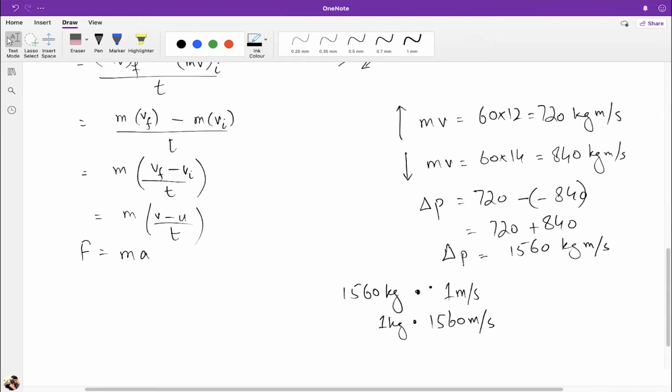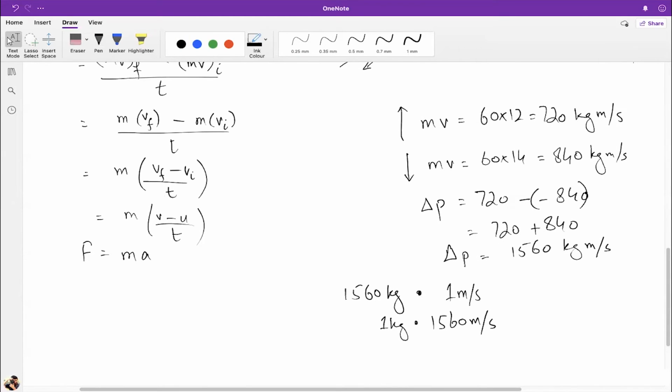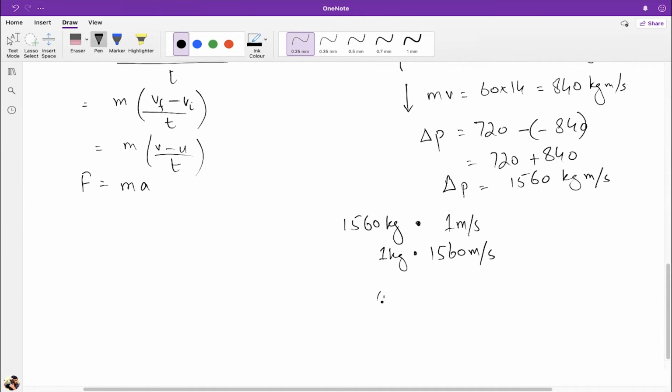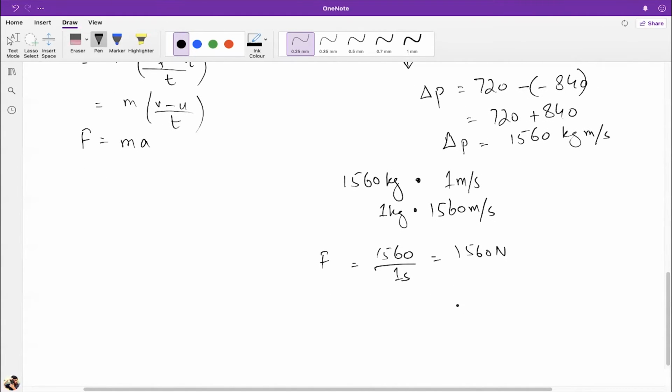resist change. And so we probably have to take a longer detour just to give us more time, so that the impact that the body feels is lesser. Why? When you try to change 1560 in one second, you will get a force of 1560 newtons. That is a really high force to experience.